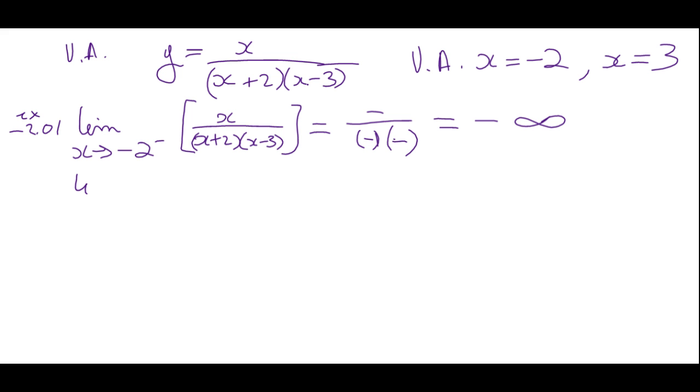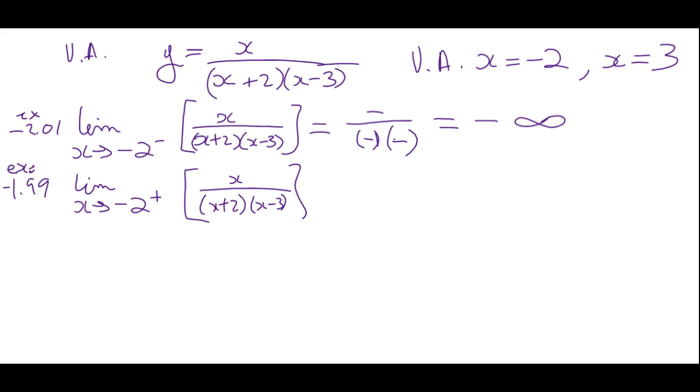All right, the limit as x approaches -2 from above. What number are we going to use? -1.99. So we get a negative, and we get a positive, and we get a negative. Because x is negative, the top is negative. Then x plus 2, we're adding 2 to something slightly above -2, so it's going to be positive, and then we're subtracting 3, so that's going to be negative. The result is two negatives, you get positive infinity.